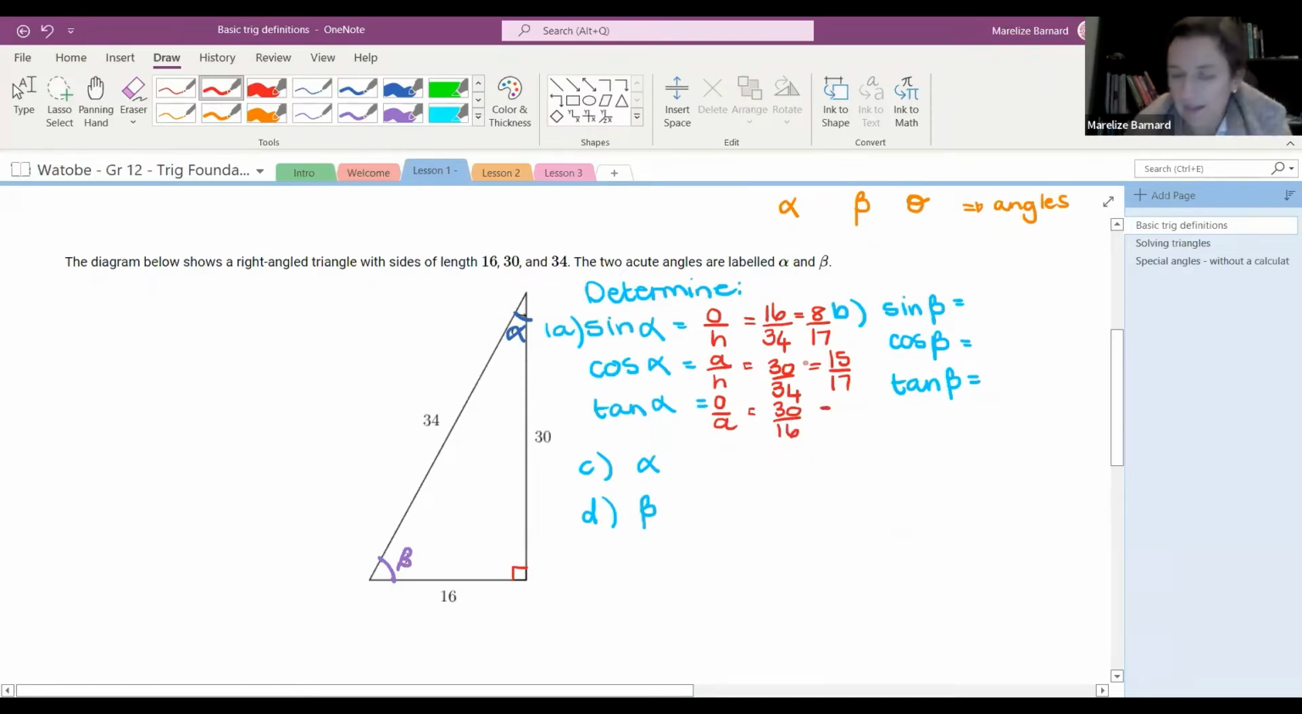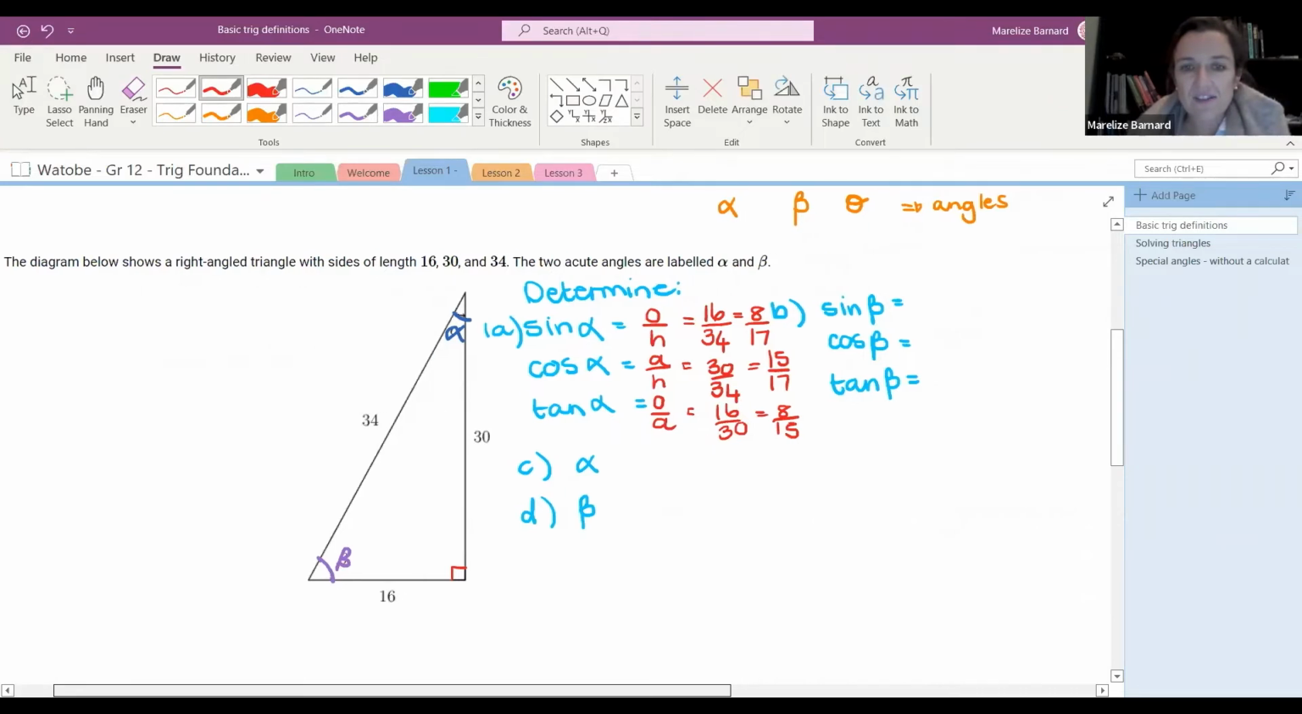30/16. And that simplifies down to 8. Nope, sorry. 16/30, opposite. Opposite over adjacent, no, that's right. 16/30. Let me just fix that. Tan of alpha is 16/30, and that is 8/15. Okay, right, let's do the same for beta.